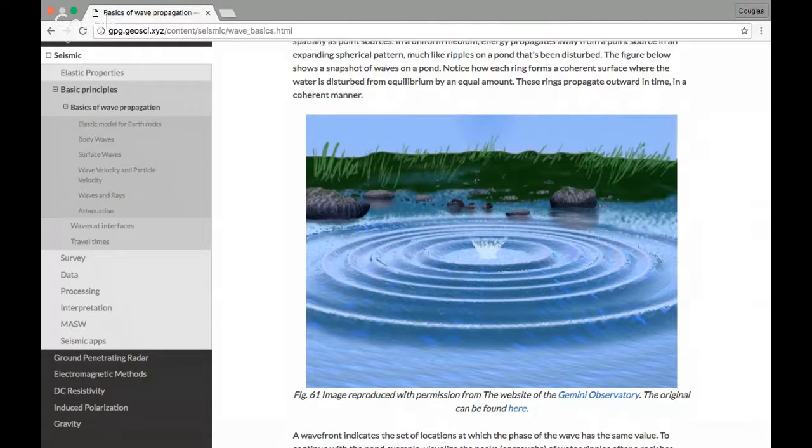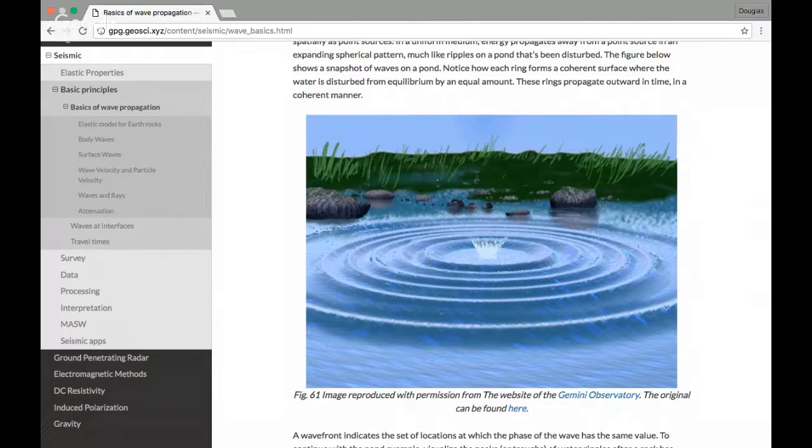So now we've got waves. You've all seen this. These things go out with a particular speed. They've got some kind of shape to them, and they just propagate out. Each of these points at a particular crest or a trough has the same phase. And this is called a wave front. So if I come along here, then this is what the wave front looks like at this particular time.